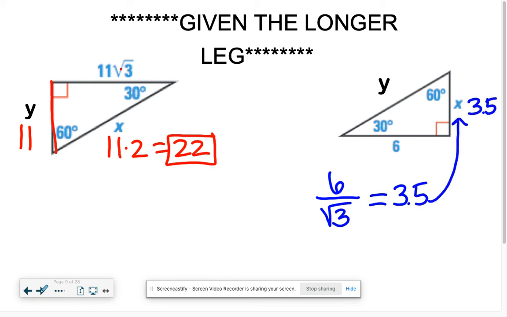Then how do you find your hypotenuse? That's 3.5. And then multiply 3.5 by 2. And we get 7.